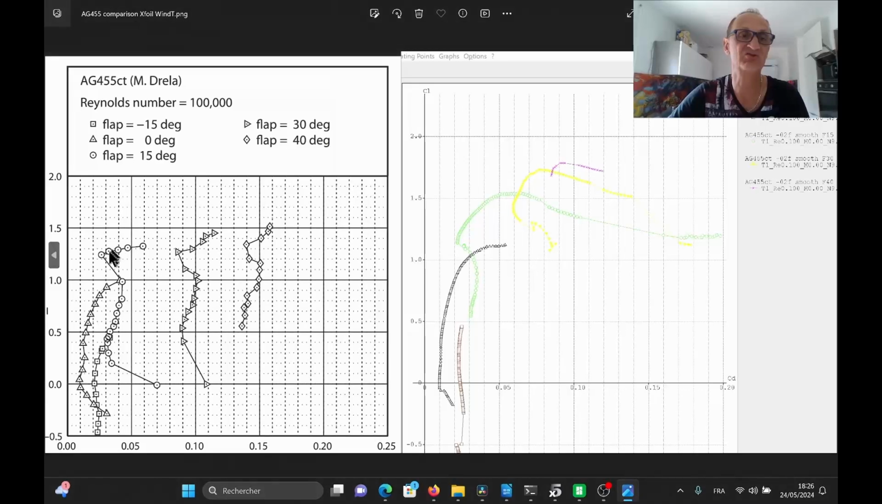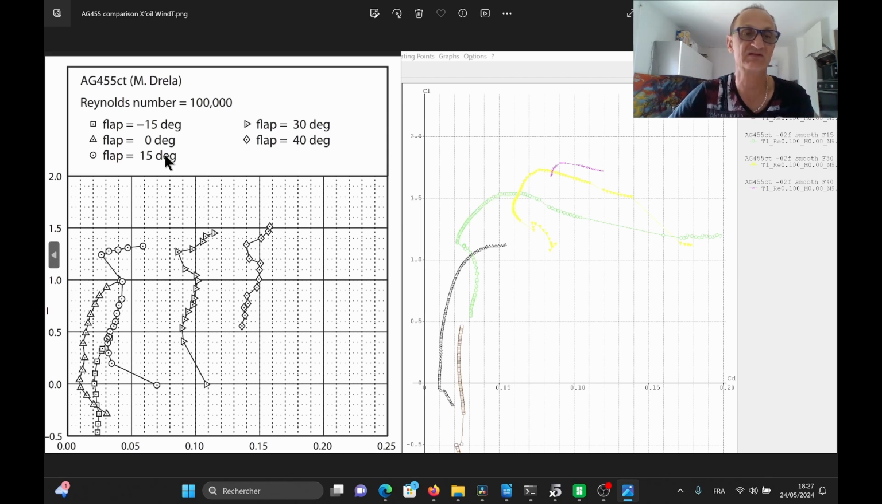If we come back to the flap at 15 degrees, we can guess on the wind tunnel graph that the stall is somewhere here, probably after this point, because the wind tunnel was not capable of retrieving any information. If we look at the green one on the right, we could believe that the stall is somewhere here. It's more difficult in Xfoil to predict the stall.